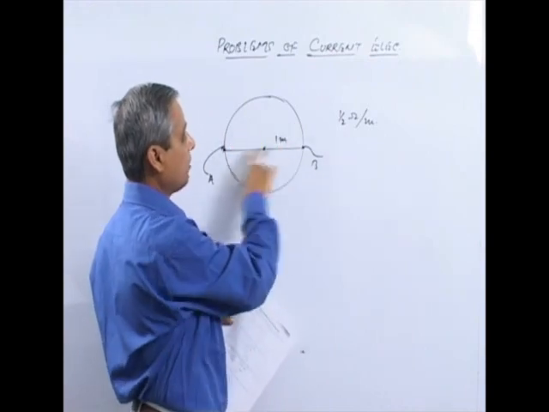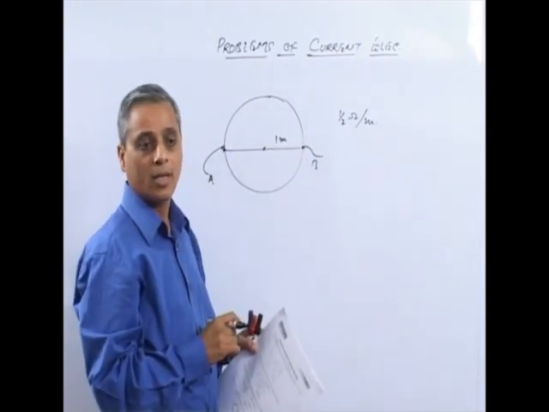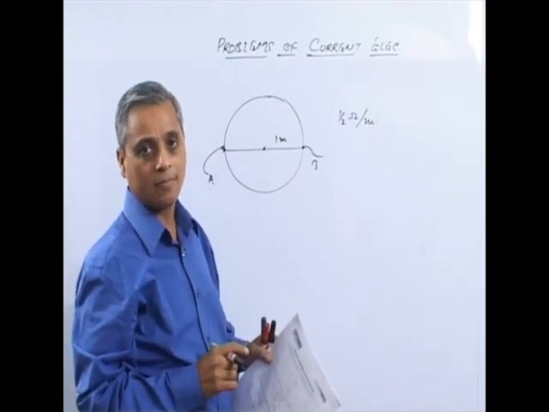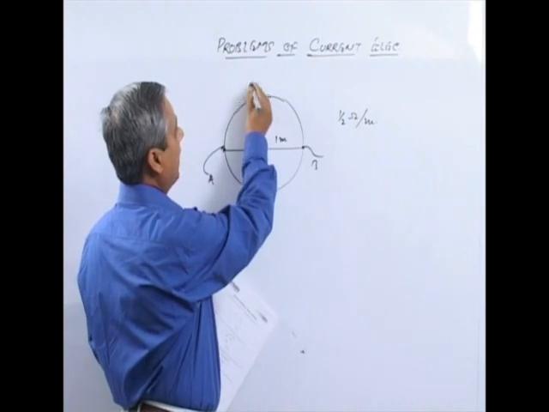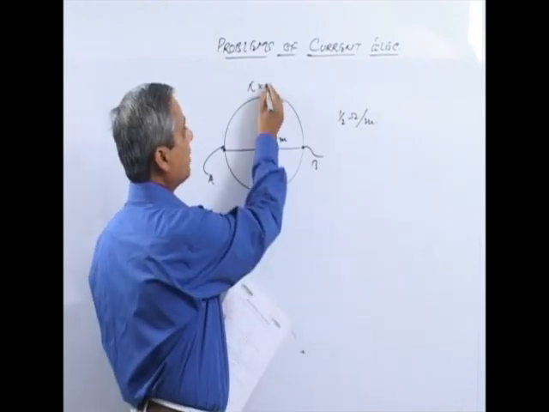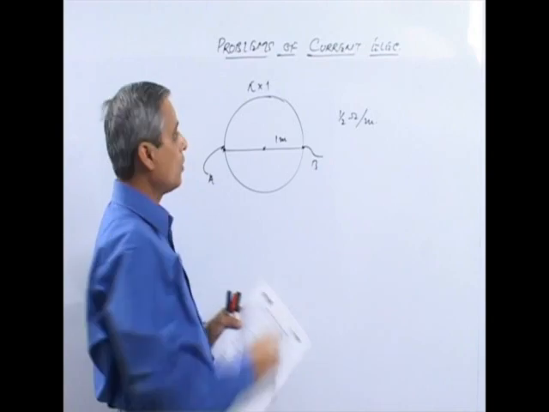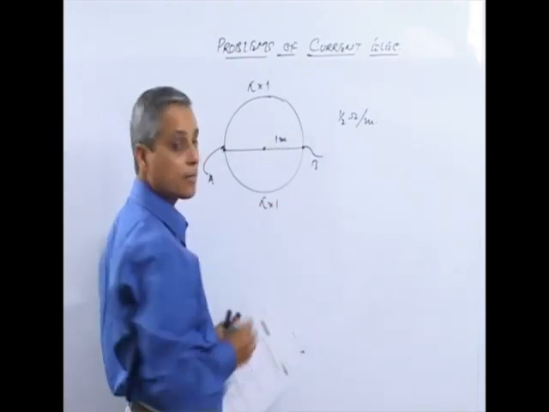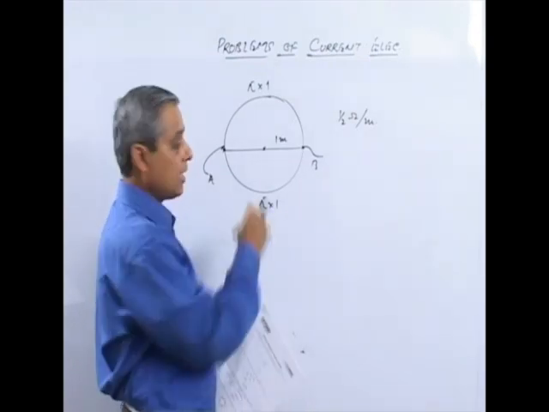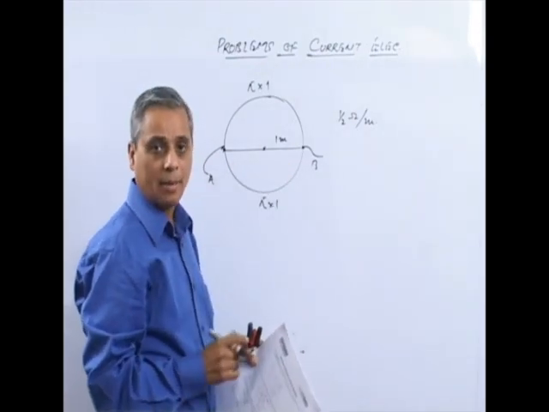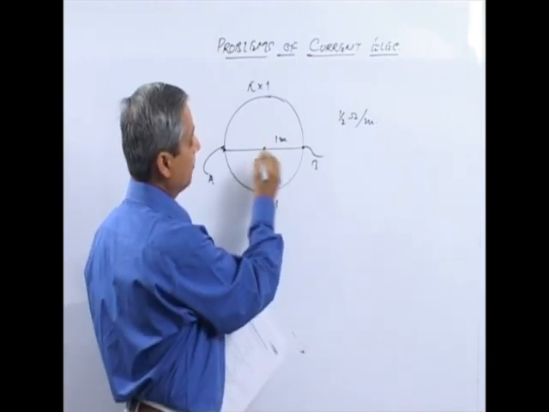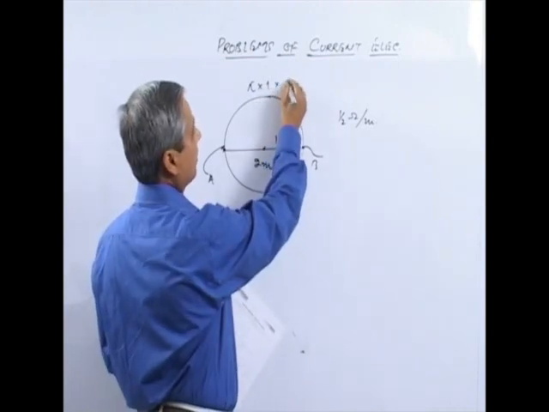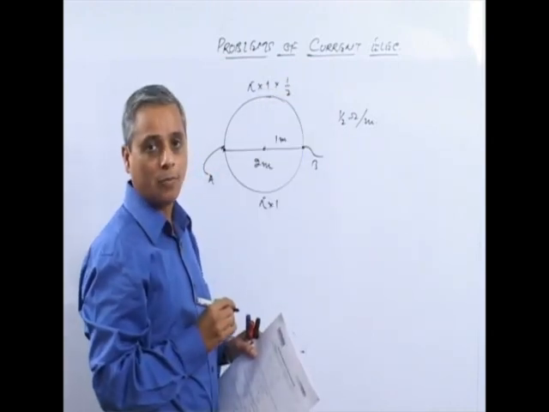you have 3 sections of the wire in parallel. Length of upper section is half of the circumference of the circle. Half circumference means pi into radius, and radius of the circle is 1 meter. So this becomes pi meters. Similarly, this is also pi meters, pi into 1 meter, and this length will be diameter of the circle, that is 2 meters. So resistance of these 3 sections will be pi into 1 meter times half ohm per meter.